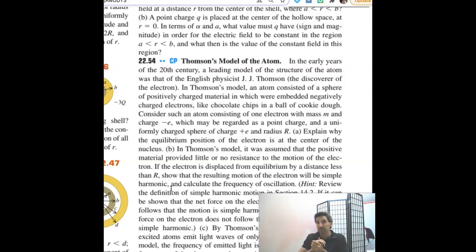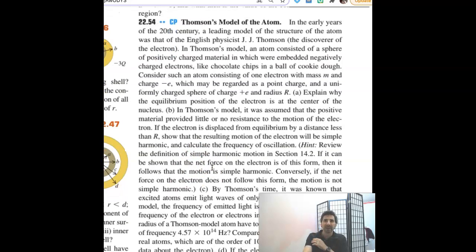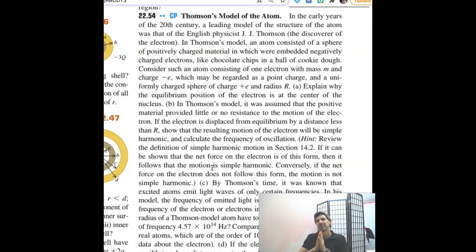Now we're going to look at part B. Part B, take a minute to read. And now that you've read, let's get to it. All right, so there's a lot to this question as well. This is talking about if I displace my electron, it's going to oscillate back and forth, possibly like simple harmonic motion. So we're going to need to see if it actually models that.